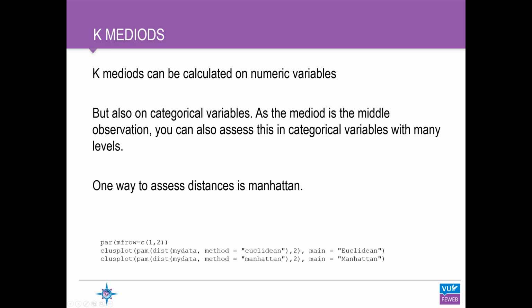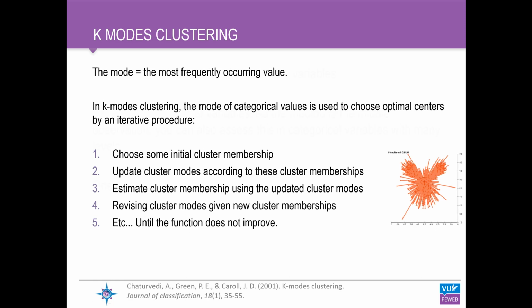Now, how do you do this in R? You use the PAM command. So here we include the distance matrix, based on Euclidean and one time based on Manhattan. We say we want to retrieve two clusters. You use the PAM function, and we plot it by the cluster plot.